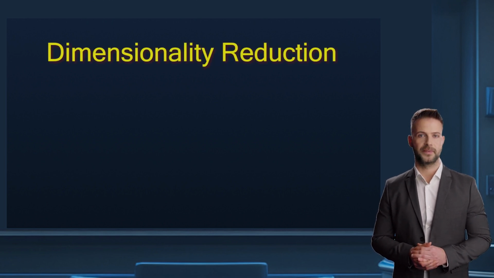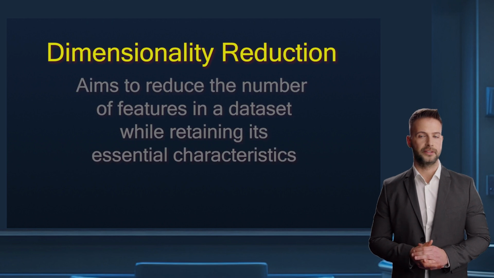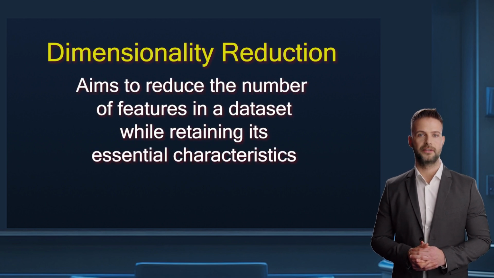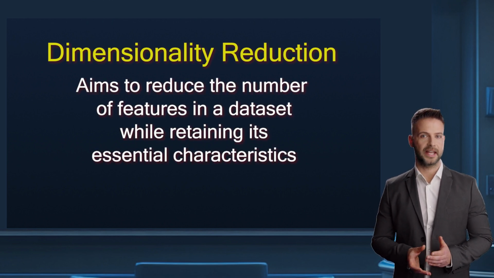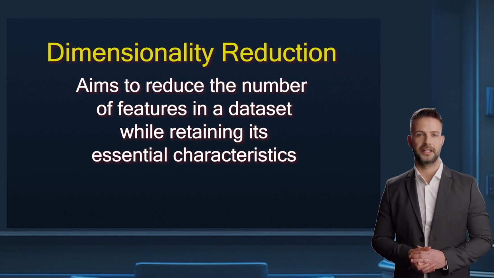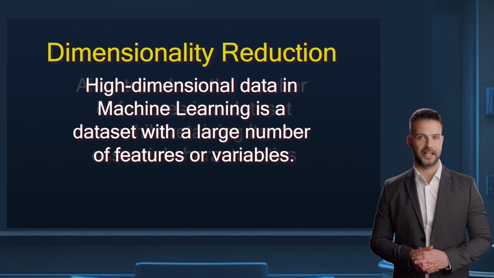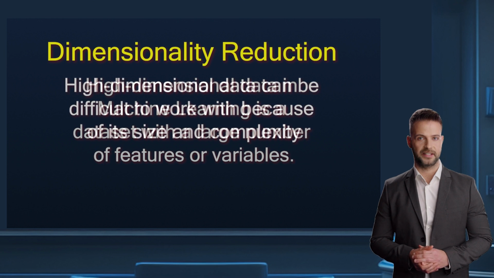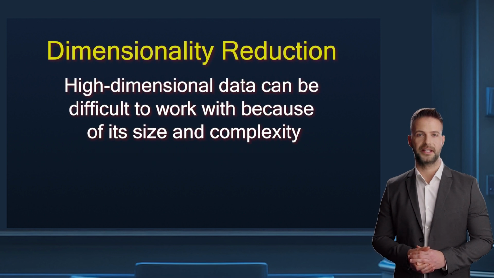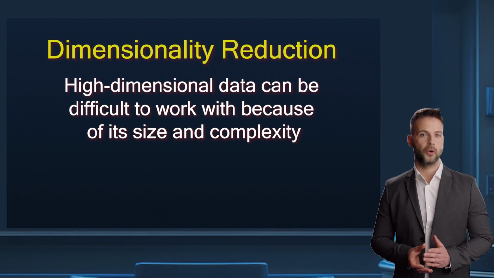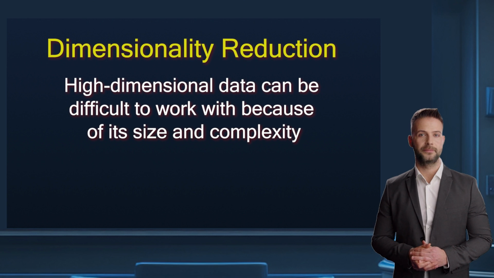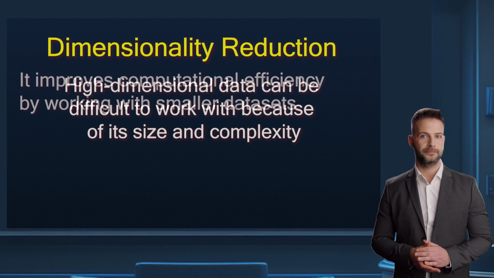Another technique is dimensionality reduction. Dimensionality reduction techniques aim to reduce the number of features in a dataset while retaining its essential characteristics. This is particularly useful for visualizing high-dimensional data. Remember, high-dimensional data in machine learning is a dataset with a large number of features or variables. This data can be difficult to work with because of its size and complexity. Like complex hospital data, that can have a ton of variables.